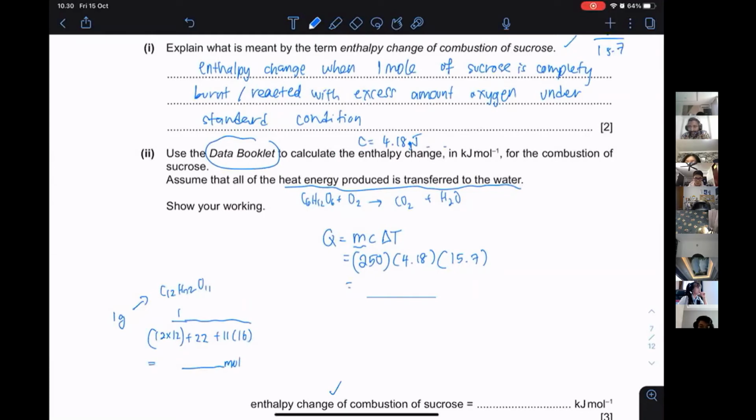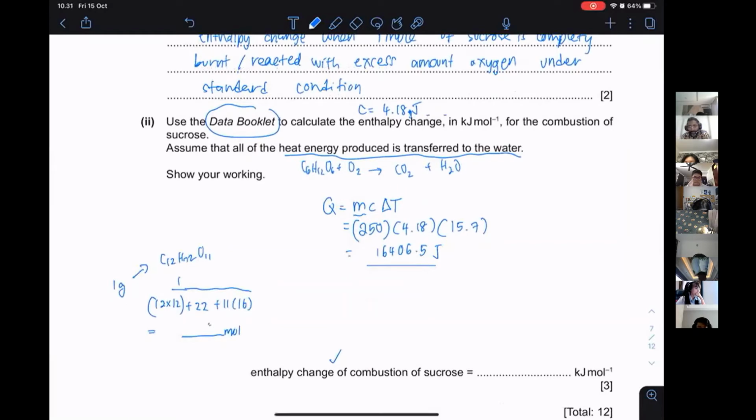Michael has written the Q, thanks Michael and Evan. So I write down first, the Q is 16406.5 joules. Now you need to change this for 1 mole. Find out the number of moles of this, and then this 16406.5 is going to be for this number of moles. I want 1 mole, which means you need to divide by this value, and you will get an enthalpy change.